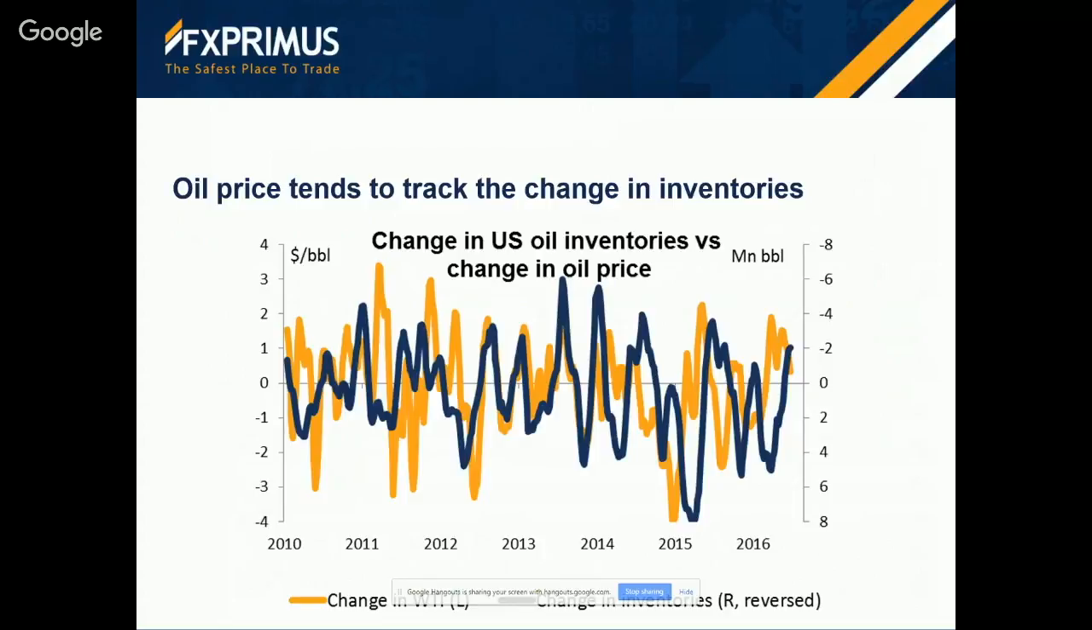Now, how do these figures affect the oil market? Here we can see the change in the EIA crude inventories, that's the black line reversed, and the blue line reversed versus the change in the WTI price. As you can see, when inventories are increasing, WTI prices tend to decline, and vice versa. That's because rising inventories show supply exceeding demand.